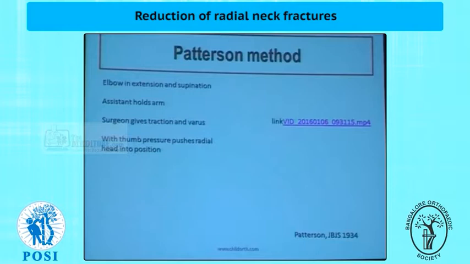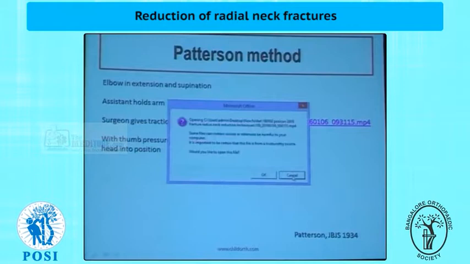The Patterson method was the first described, way back in 1934. It is a maneuver where the elbow is held in extension and supination. The assistant holds the arm and gives counter traction. The surgeon gives traction and varus, and with thumb pressure, the radial head is pushed back into position.